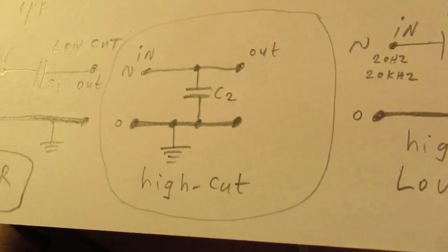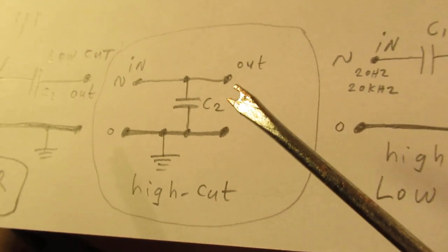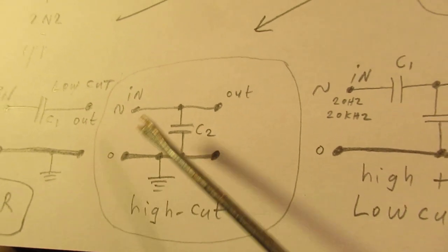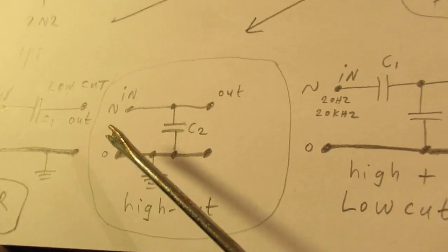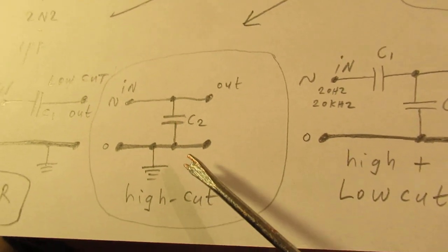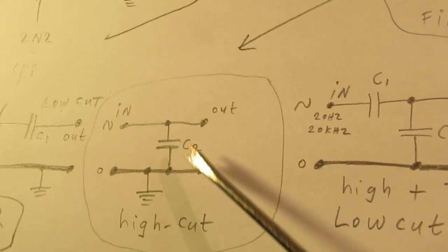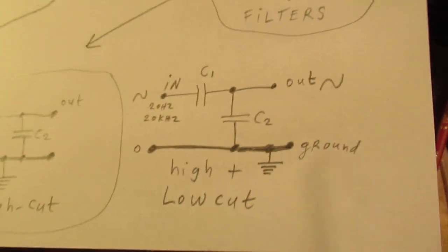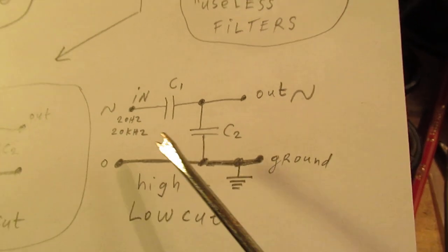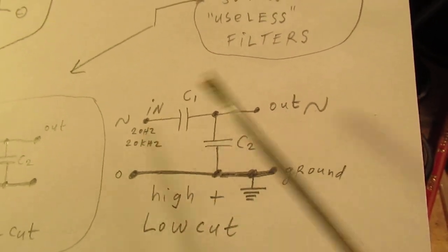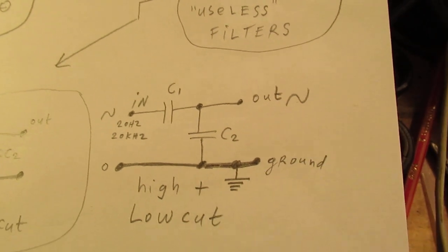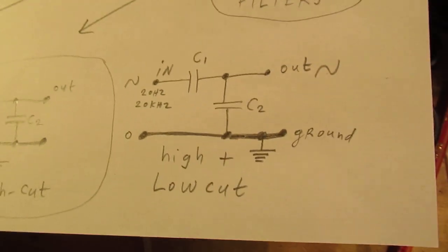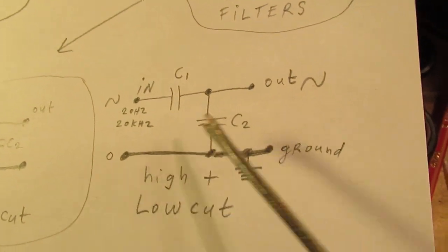Here we have the contrary, it's a high-cut filter. For instance, when you use here a 1 microfarad capacitor, and here we have that MP3 player or CD player, 1 microfarad, all the high frequencies will go down and you will hear a very dull sound. And here we have a combination, high-cut filter and low-cut filter, and these filters are in fact somewhat useless, because there's so much loss in general that you can't use them.